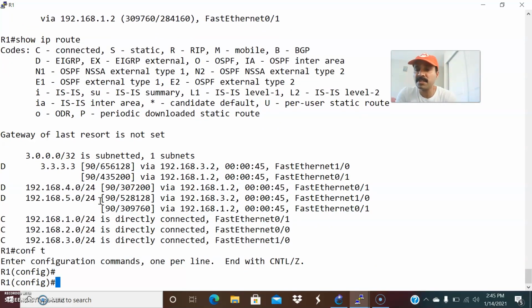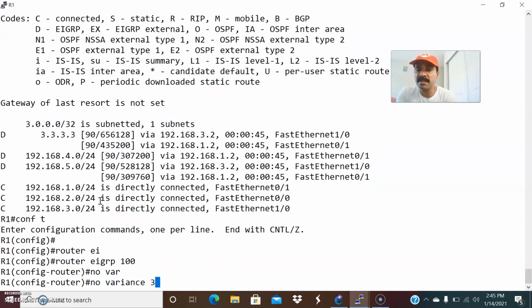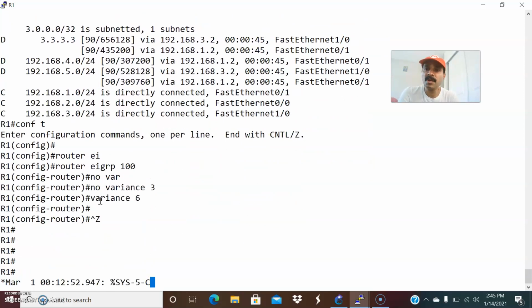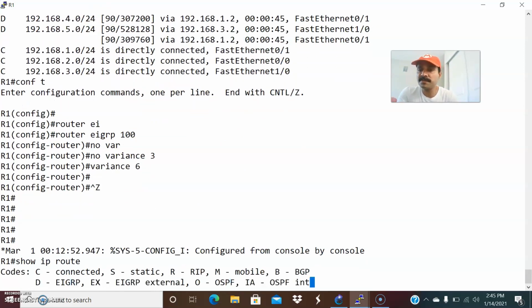Let us go to configuration mode and router EIGRP 100, and I remove the keyword variance 3. Instead, let us make it variance 6. We'll make it 6. So now let us check. Now you can see it will show three paths. Previously you were seeing only the two paths. So now let us check it out.